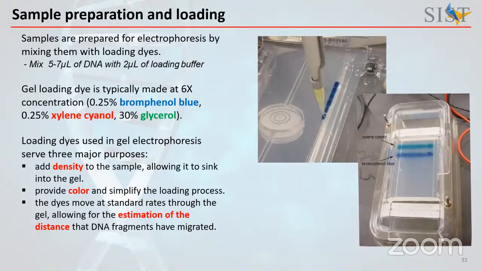So then after it, we have to prepare the sample and load it in the well we have created in the gel, right? So that the electrophoresis can start. For this, the samples are prepared with a loading dye. Let's say we have the DNA and the loading dye. 5 to 7 microliters of DNA sample will be mixed with 2 microliters of loading dye. All right, that will be enough. And after mixing the loading dye and DNA sample, the sample will be loaded into the well, all right?